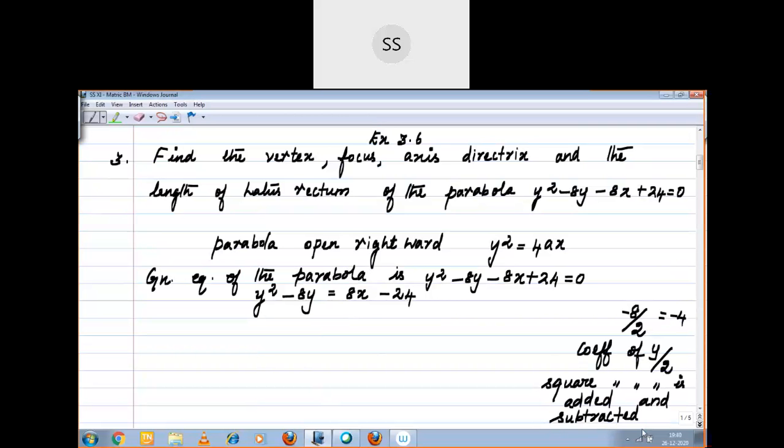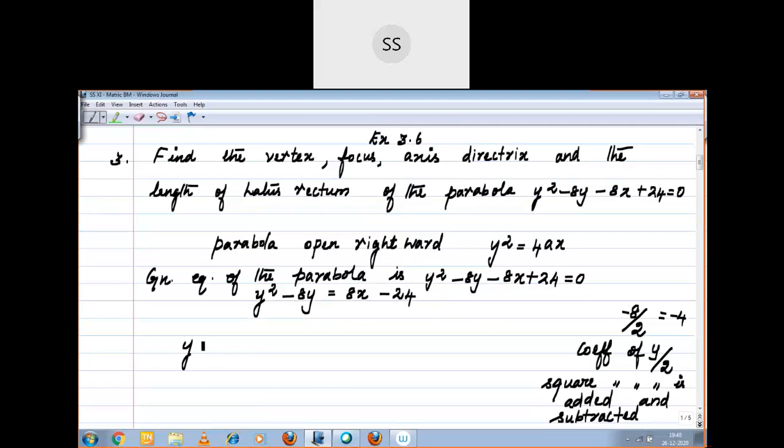Got it, children? First step, what you want to do? You have to take the coefficient of y, then divide by 2. That answer, that is minus 4, we arrived here. That should be squared. You should add and subtract. The format should not be disturbed. Right? The format should not be disturbed.